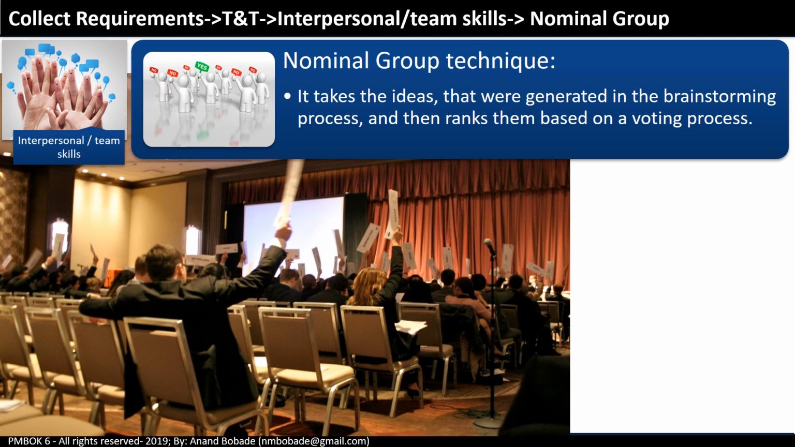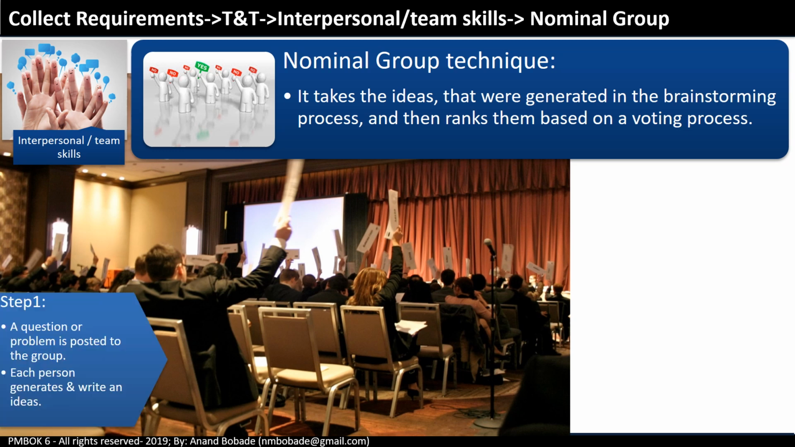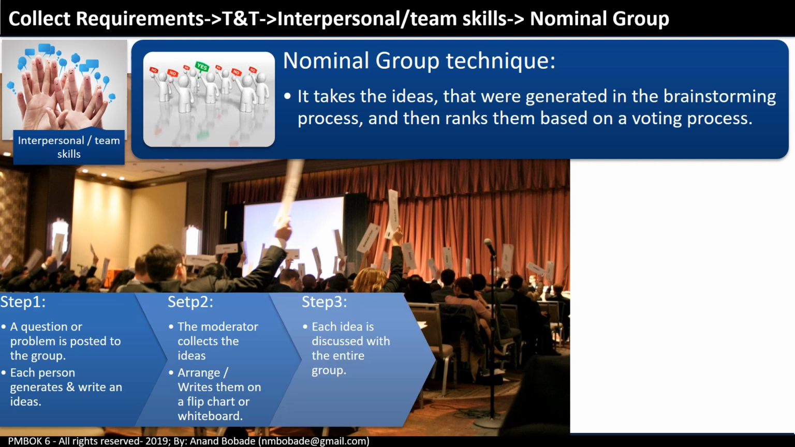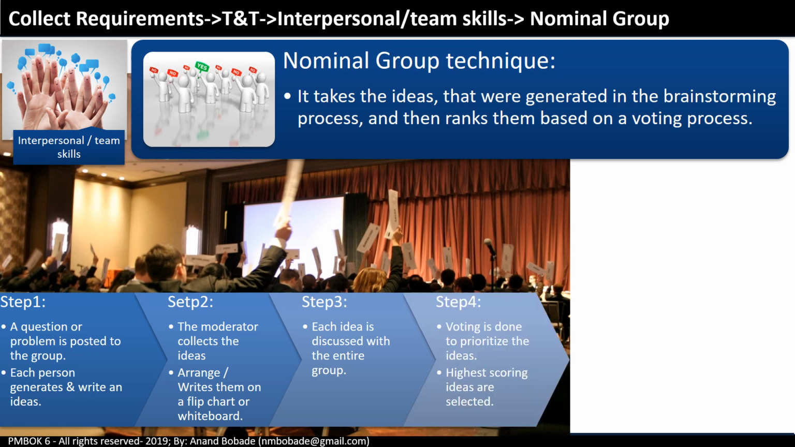Nominal group technique. It takes the ideas that were generated in the brainstorming process and then ranks them based upon a voting process. There are 4 steps to this process. Step 1, a question or problem is posed to the group. Each person generates and writes their ideas. Step 2, the moderator collects the ideas. He or she will arrange them and write them on a flip chart or whiteboard. Step 3, each idea is discussed with the entire group. Step 4, voting is done to prioritize the ideas. The highest scoring ideas are selected.